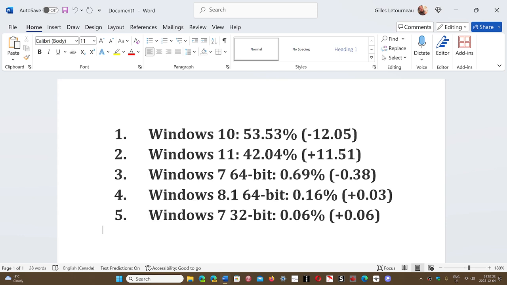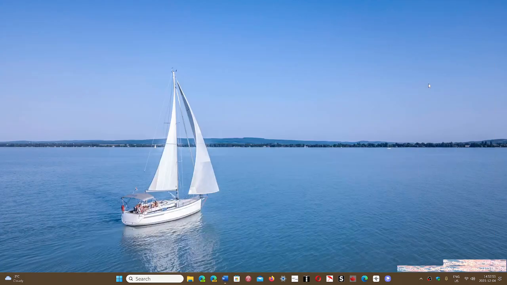Of course, for the rest, Windows 7, Windows 8.1, and Windows 7 32 and 64 bits, very, very small numbers. Overall, of course, that means that 96% of users are Windows users for gaming on Steam. So only 4% are other platforms. So basically it shows the dominance of Windows when it comes to gamers, which is absolutely normal.